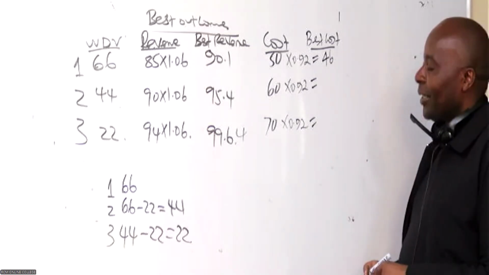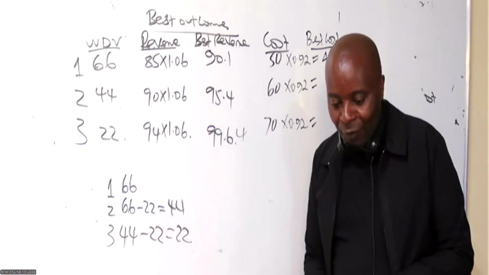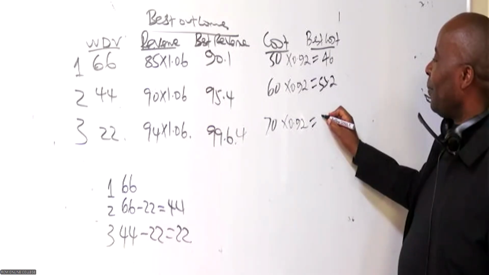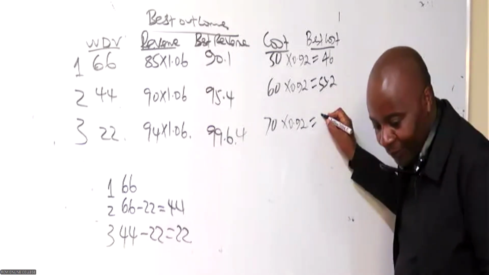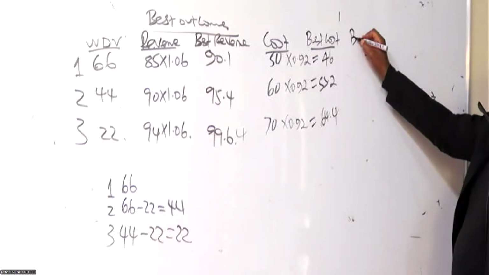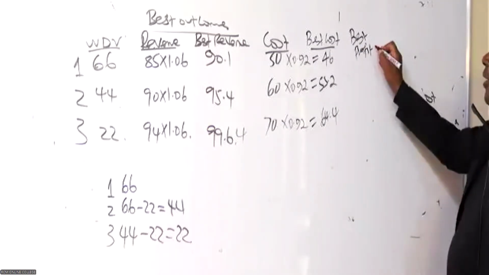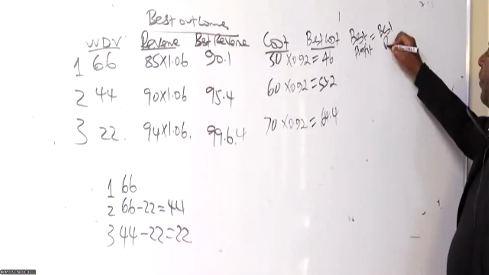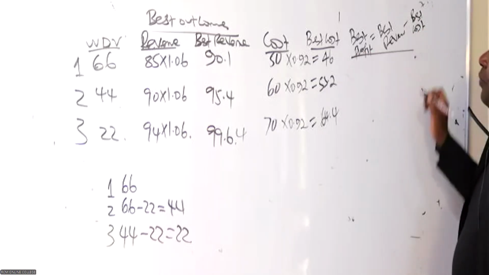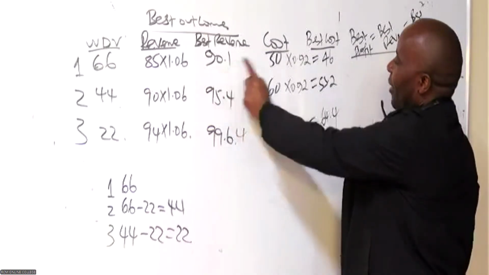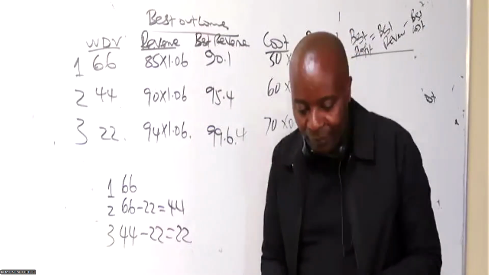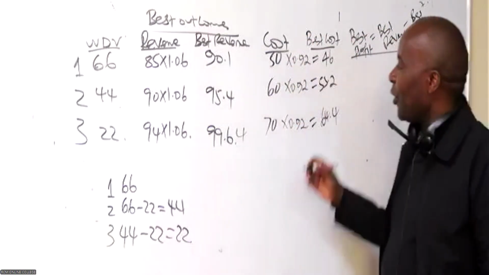Exactly. The second one, 55.2. Then 70. Then give me the best profit. So best profit will be best revenue minus best cost. You take 90.1 minus 46, which will end up giving me what figure? 44.1.